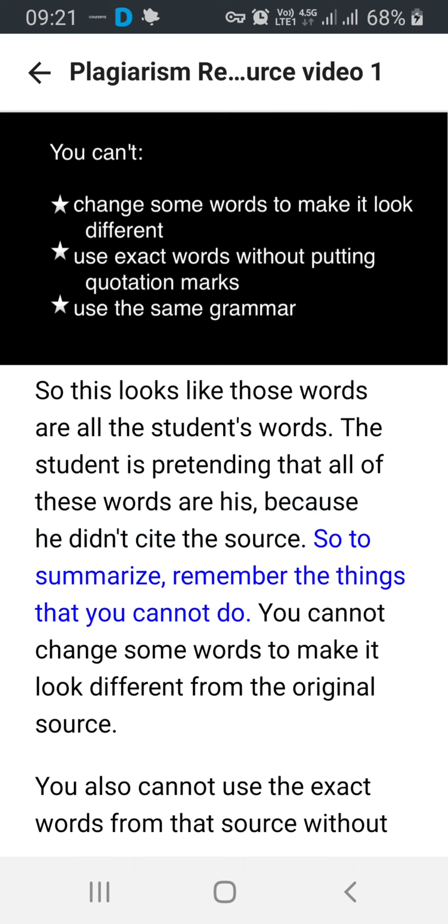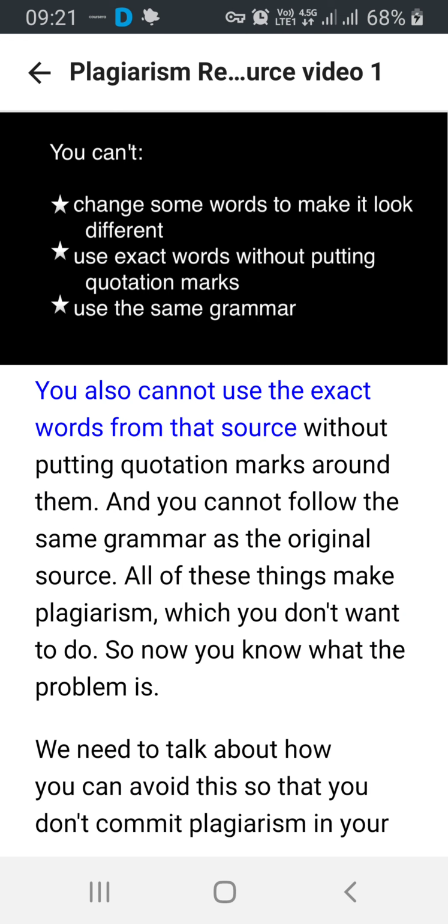So to summarize, remember the things that you cannot do. You cannot change some words to make it look different from the original source. You also cannot use the exact words from that source without putting quotation marks around them. And you cannot follow the same grammar as the original source. All of these things make plagiarism, which you don't want to do.